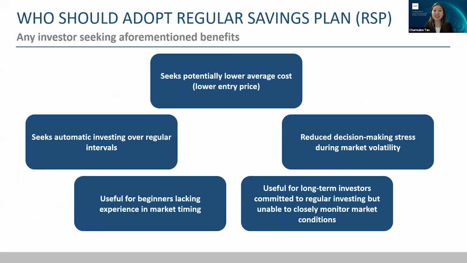After knowing the benefits, it is no surprise that the RSP will be suitable for any investor seeking benefits like a potentially lower average cost, like a lower entry price, automatic investing over regular intervals, and reduced decision-making stress during market volatility or market uncertainty. It can also be particularly useful for beginners lacking experience in market timing and long-term investors committed to regular investing but are unable to closely monitor market conditions.